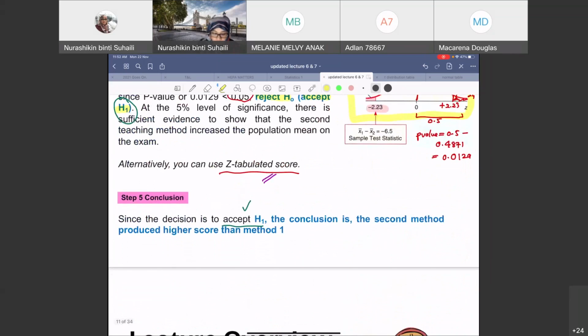At alpha equal to 0.05, please add in your notes later. At alpha 0.05, the conclusion is the second method produced a higher score than method 1. So that is going to be the conclusion. And the conclusion is normally 2 marks, so if you don't write this sentence, you might lose 2 marks. All right, so that's how you solve it.